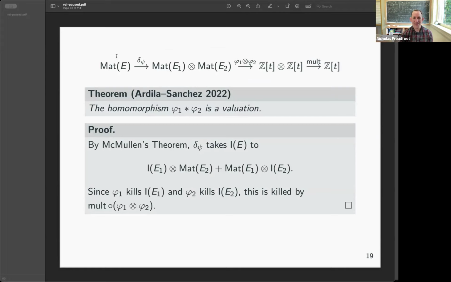By McMullen's theorem, this delta psi takes I of E to I of E1 tensor Mat of E2 plus Mat of E1 tensor I of E2 in here. And then phi1 kills I of E1. So phi1 kills this stuff. And phi2 kills this stuff. So if you take phi1 and phi2 and you multiply them together, everything in here dies.